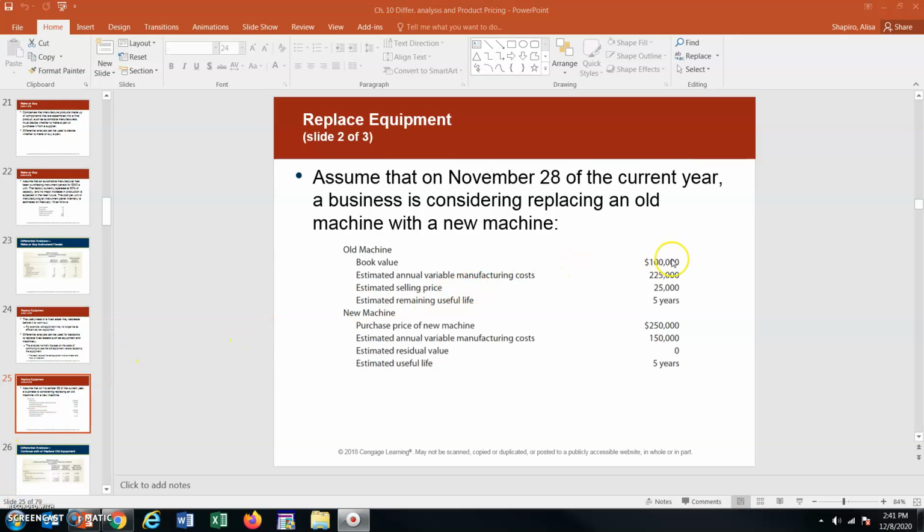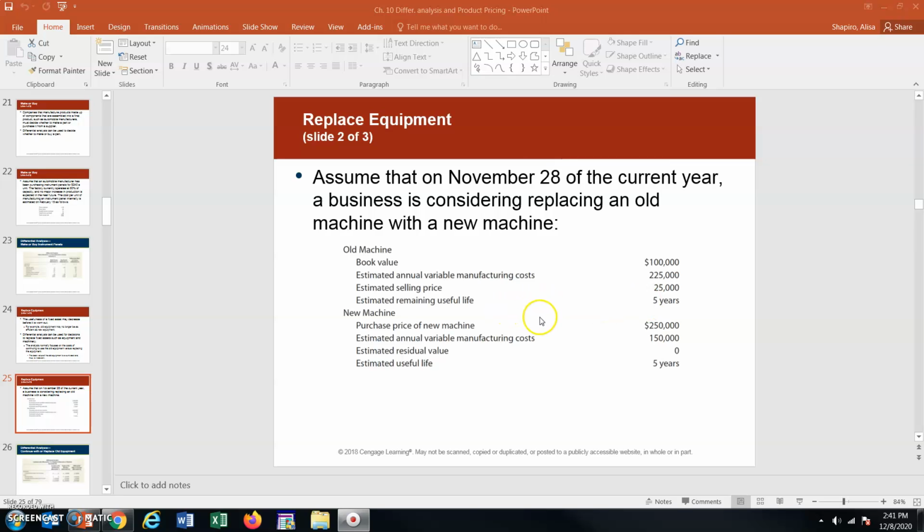All right. So what else do we know? We know the estimated annual variable manufacturing costs. So every year, if we keep this machine, we are going to spend variable manufacturing costs of $225,000. If we sell it, we could receive from a buyer $25,000. And it's expected that even if we do keep it, we will keep it for 5 more years.